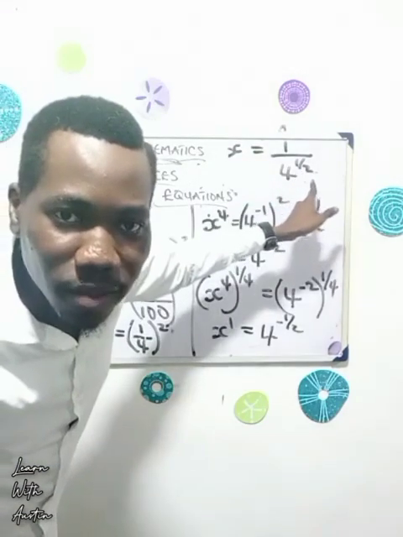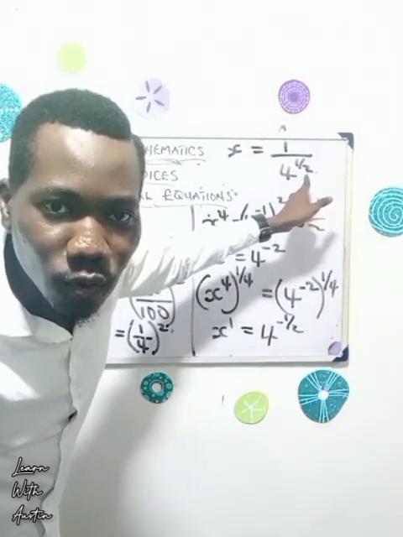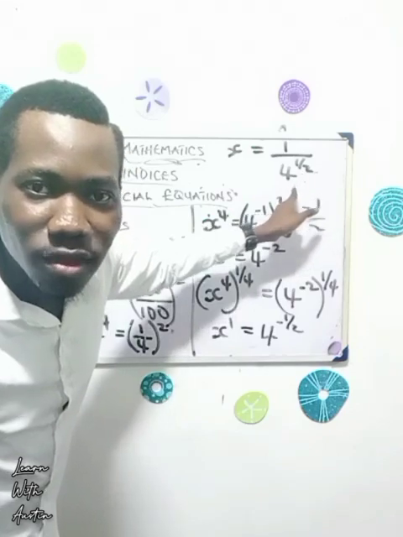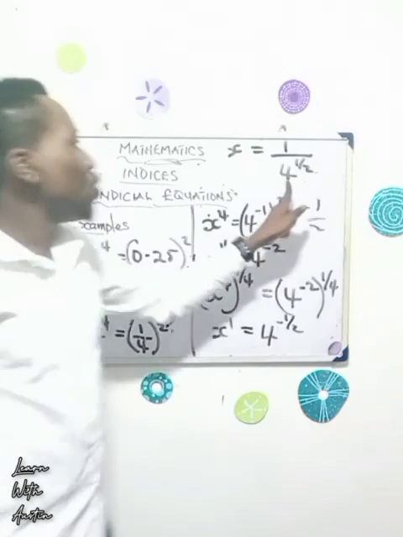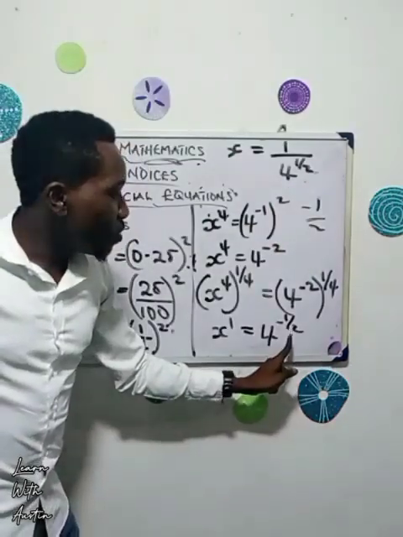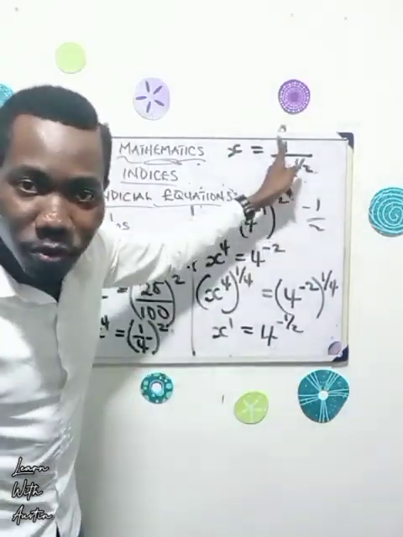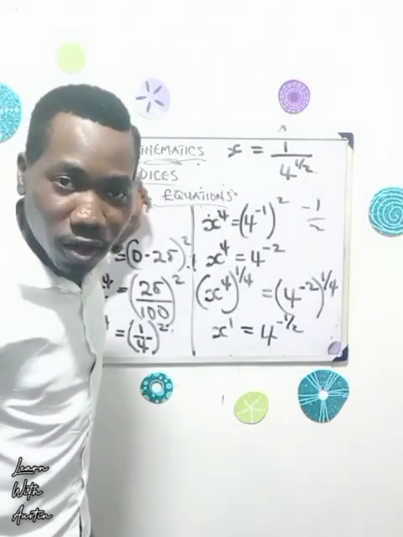Since you use 1 over 4 as the exponent, explain this. I've explained that already. The answer is 1 over 4. Okay, let's see. This negative is the reason why we reciprocated this, according to the rule of indices.